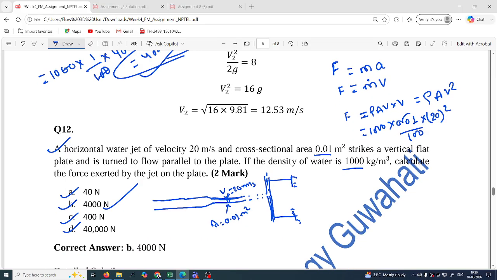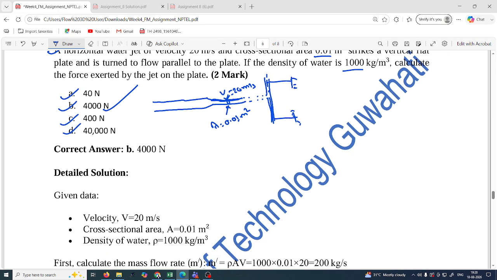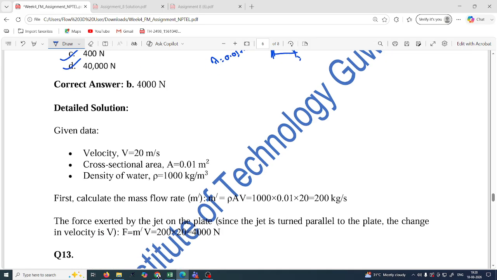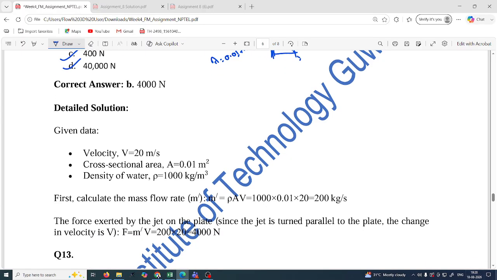Remember, please. So here the calculation is given. I'll not go through it again, because I have explained the same thing here. Okay, so next, question number 13.